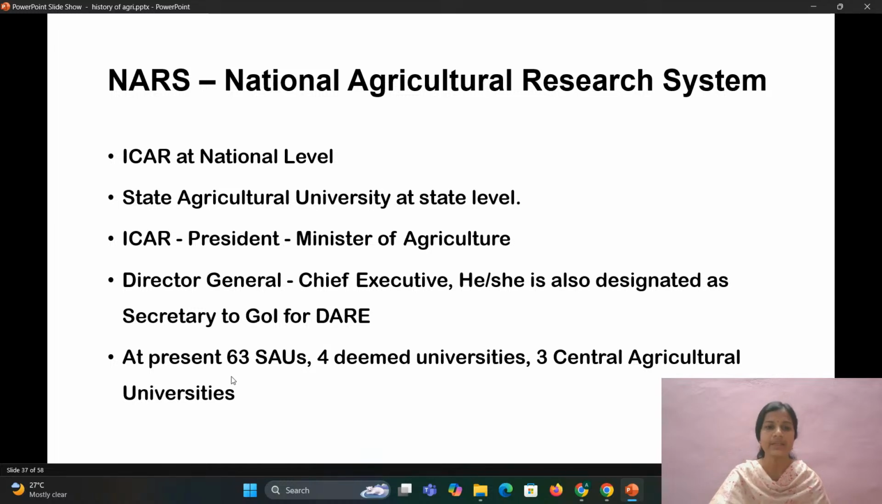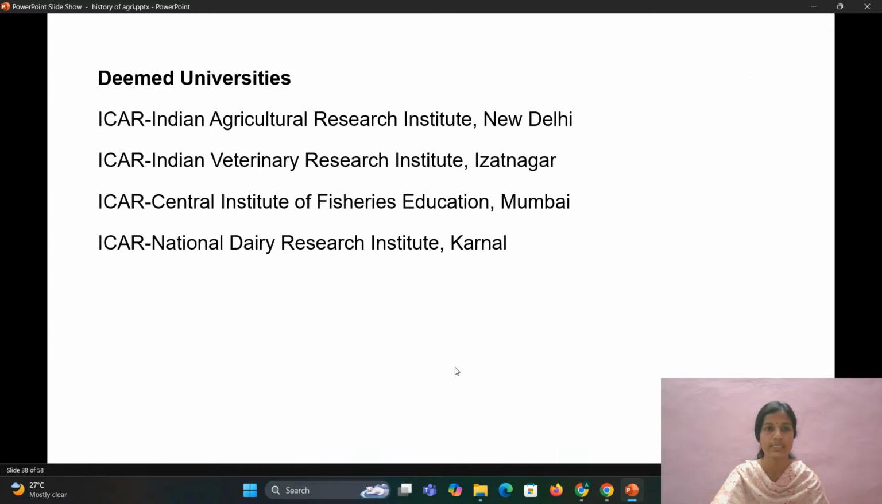And at present, there are 63 state agricultural universities, 4 deemed universities and 3 central agricultural universities operating under ICAR. So these are the 4 deemed universities. Sometimes the abbreviations will be given and you will be asked to write the expansion.